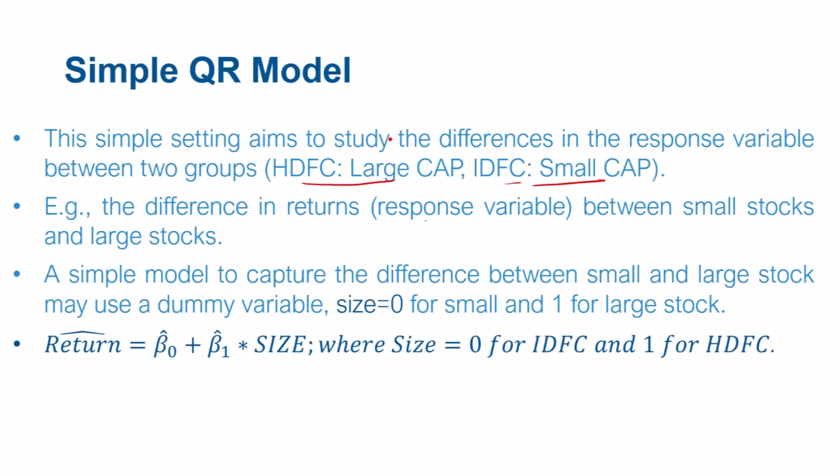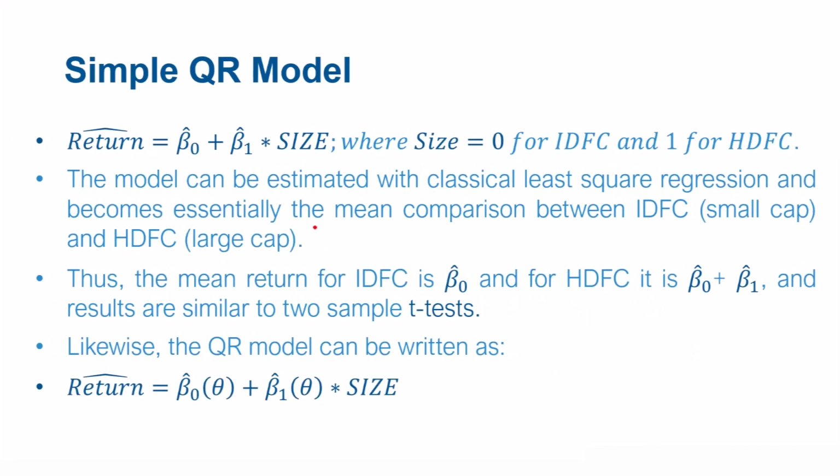So size is our nominal, or you can call it a dummy variable. What is a dummy variable? It takes a value of 0 for the small stock, which is IDFC, and 1 for the large stock, which is HDFC. And we want to estimate this kind of model where return is regressed on the size dummy. When we run this typical regression model with the OLS scheme, OLS will provide the mean.